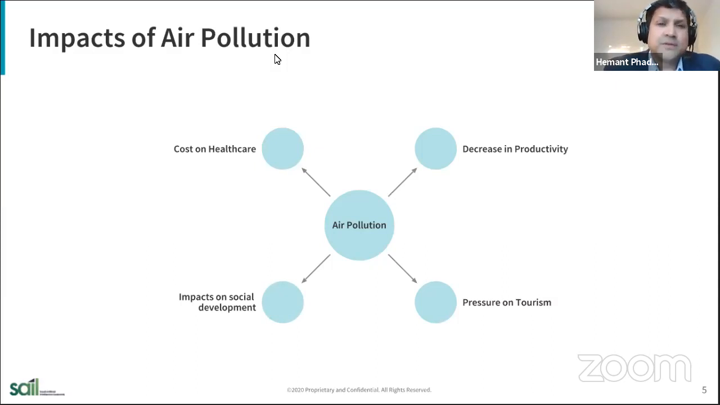Air pollution, regardless of where it is, has a number of impacts. One, it impacts the cost of healthcare. It reduces the quality of life by creating respiratory issues and so forth. Second, it decreases productivity. Indoor air pollution affects people even when they go to work, because the air coming from outdoors affects all of the air indoors. There's also pressure on tourism, and an impact on social development, such that it impacts the ability of young people to develop, to learn, and so forth. So it causes a significant amount of negative impact across the kingdom.